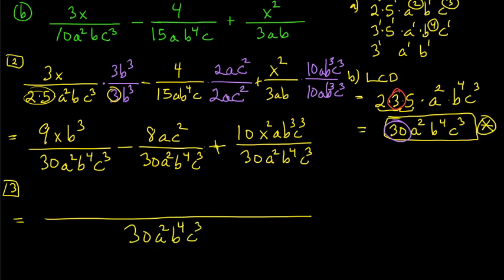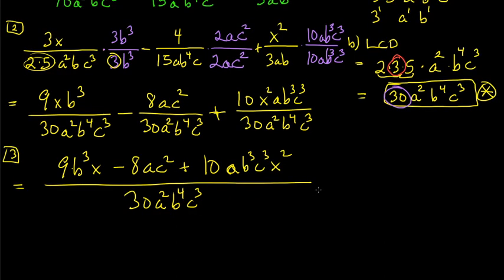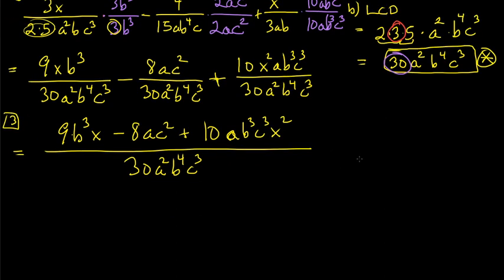Okay, now we just add and subtract the numerators. So 9, I'll go in alphabetical order here. I'll put the b first. B cubed then x minus 8 ac squared plus 10, same thing. I'll put the a first, and then b cubed, c cubed, and then x squared. Again, the order doesn't matter when you're multiplying. I'll just put it in alphabetical order. And there's really nothing else to do here, right?